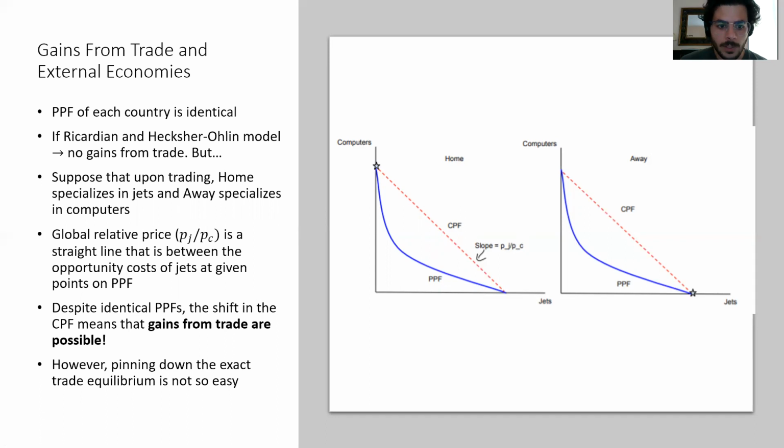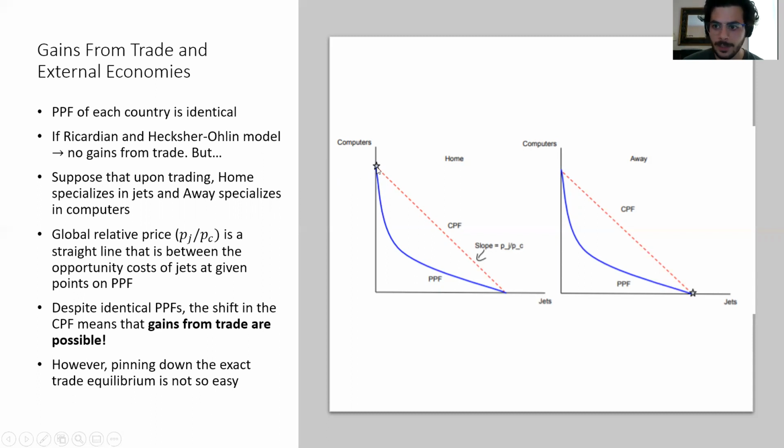So let's just assume that the global relative price of jets is just something between the opportunity cost of jets in the two countries. So home is specialized in computers. The opportunity cost of jets is going to be the slope of the PPF here. And for away, they're producing all jets. The opportunity cost is going to be the slope of the PPF here. And the global equilibrium price is just going to be something in between. So it's going to be a straight line, and it's going to have a slope that's greater than the production possibility frontier in home. So if home takes their computers and they trade them for jets, they get to move along this line that goes out past their PPF.